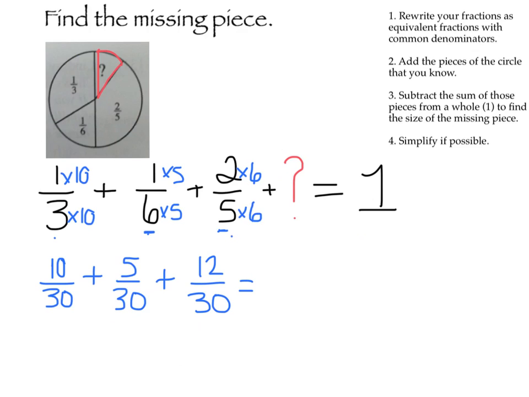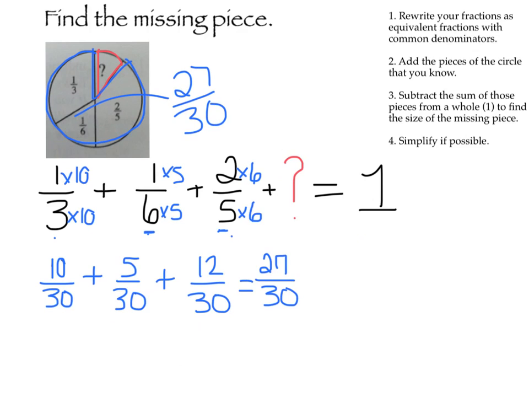And when I add those three together, we just add across the top. I've got 10 and 12 is 22 plus 5 is 27 30ths. All right, so this blue piece up here, we just found out, adds up to 27 30ths. Now don't stop there. Sometimes people think that's their final answer and they forget that third step here. We need to subtract the sum from a whole, or we need to do 1 minus 27 30ths.